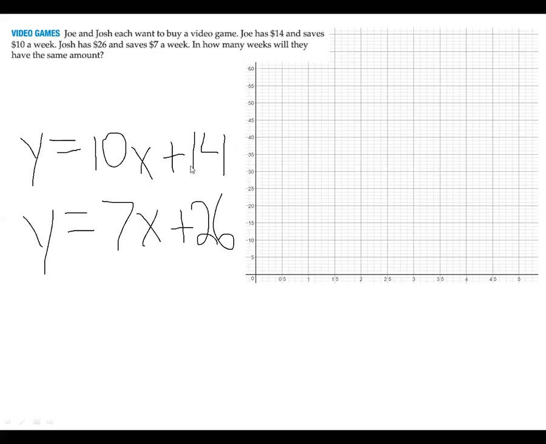So here, y equals 10x plus 14. So your y-intercept's right here at 14. And then you're going to go up 10 over 1. So if you're at 14, up 10 would be 24. Over 1 would be right about here. Up 10 more would be at 34. And over 1 would be right here. All right, and then we put a line on there.